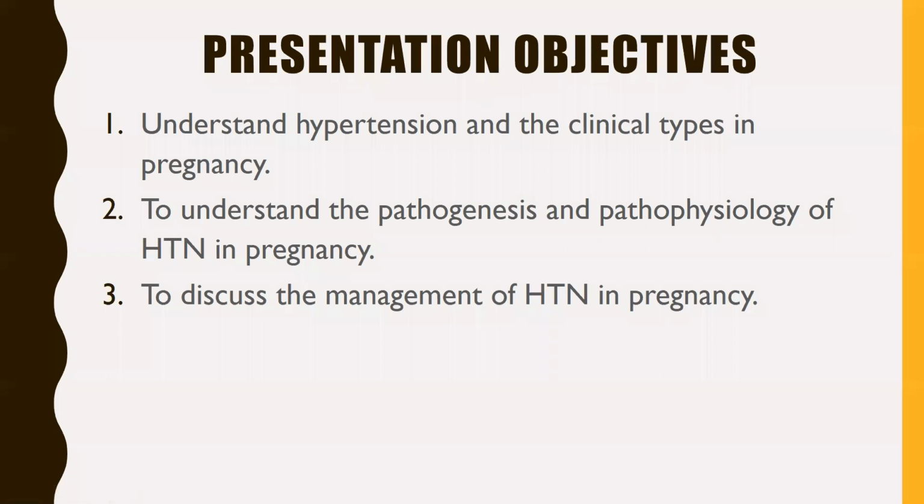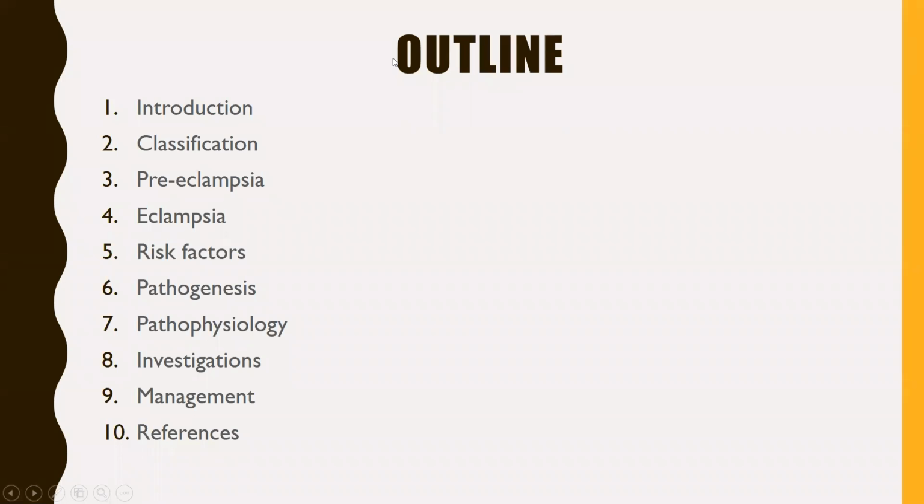And so our outline will be as follows. You can go to the next one. We introduce the topic. We'll classify the hypertensive disorders, and we will then talk about the two most common hypertensive disorders in pregnancy, which are preeclampsia and eclampsia. And then we'll look at the risk factors, the pathogenesis, the pathophysiology, investigations, the treatment, and we'll see the references.